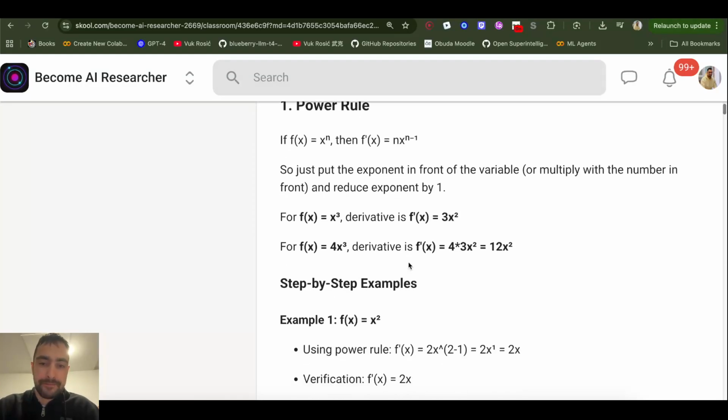Okay, let's see. The first rule: if you have x to some n, here x is the unknown, you see here x is the unknown.